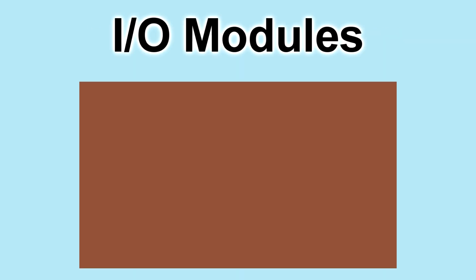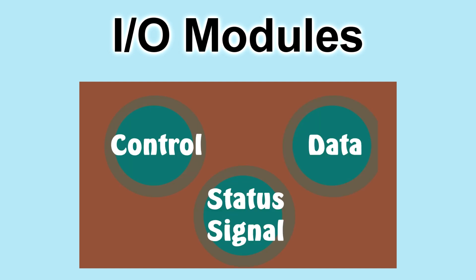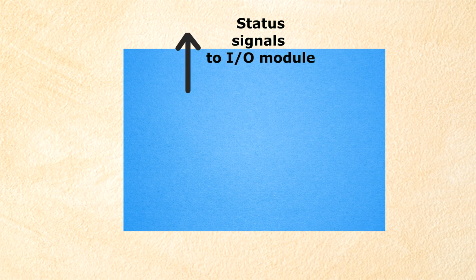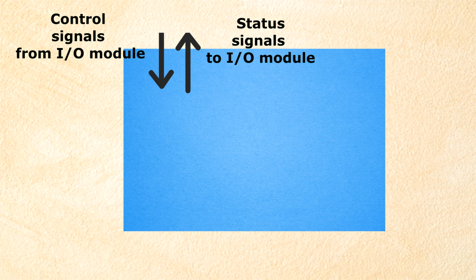The interface to the I/O module is in the form of control, data, and status signals. Control signals determine the function that the device will perform. For example, send data to the I/O module using input or read, accept data from the I/O module using output or write, report status, or perform some control function particular to the device.